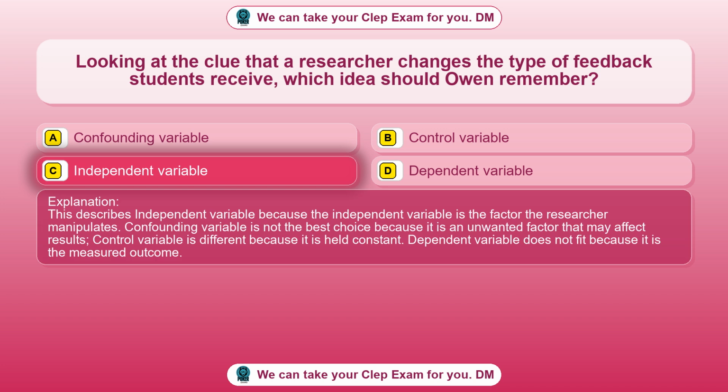This describes independent variable because the independent variable is the factor the researcher manipulates. Confounding variable is not the best choice because it is an unwanted factor that may affect results. Control variable is different because it is held constant. Dependent variable does not fit because it is the measured outcome.